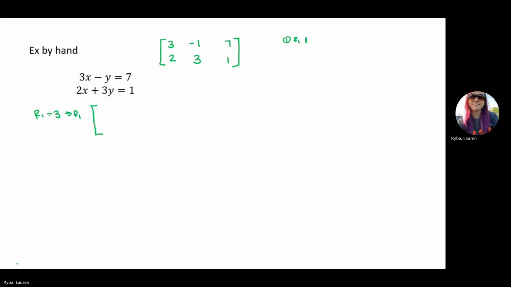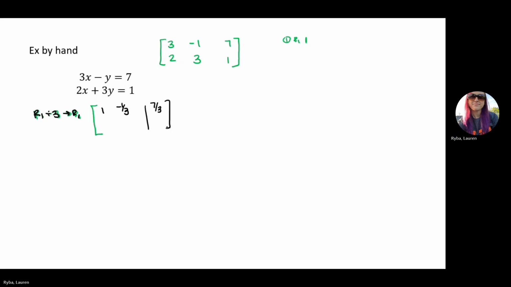Okay. I should probably pick a different color here to write this. Divide by 3, replace row 1. So 3 divided by 3 is 1. All right, this is going to make -1/3. At times, we get fractions.